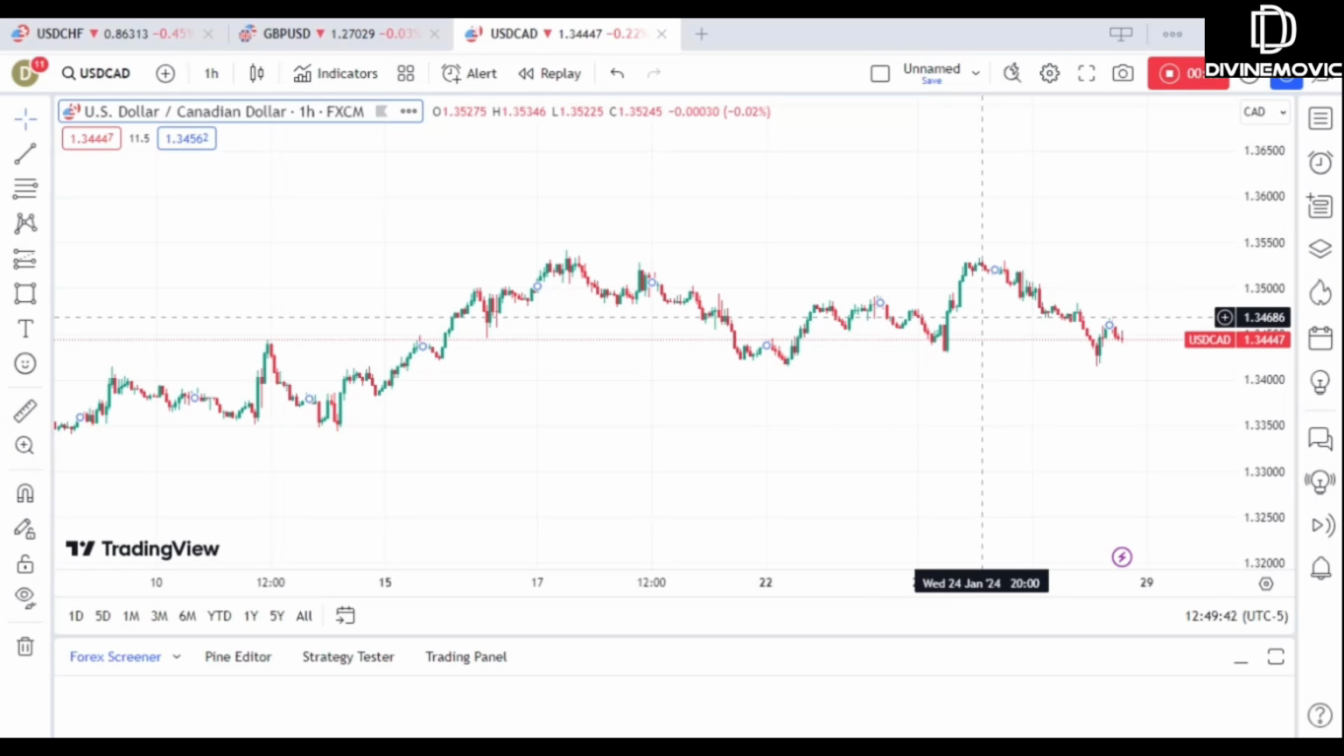But now, I've not analyzed this pair before. I'm just going to analyze it for you as if it's a live market, and we can possibly take the trade together. If we lose, we lose together. If we win, we win together.